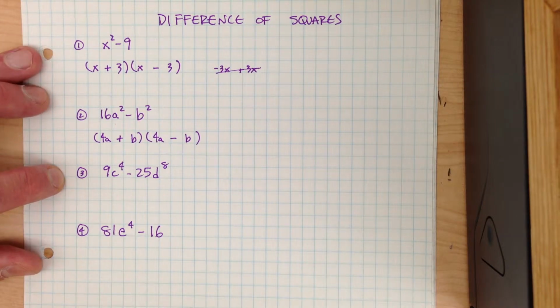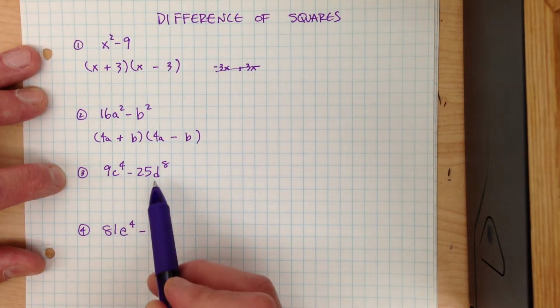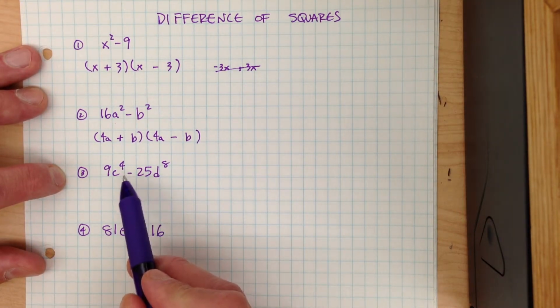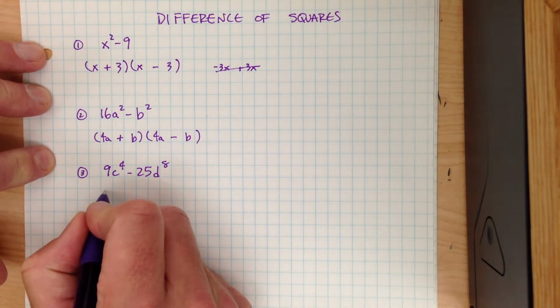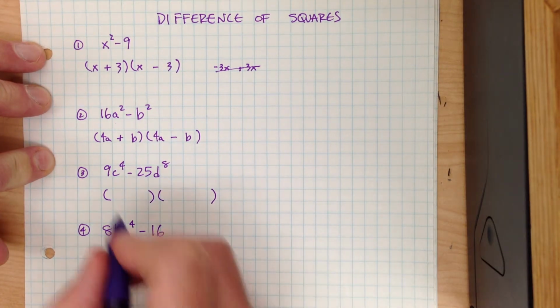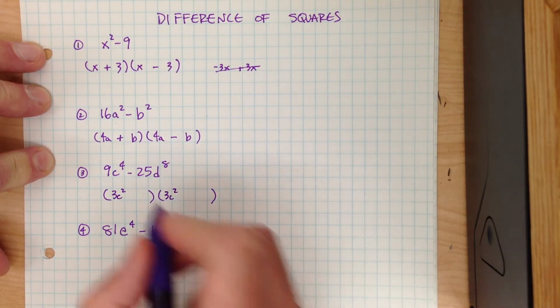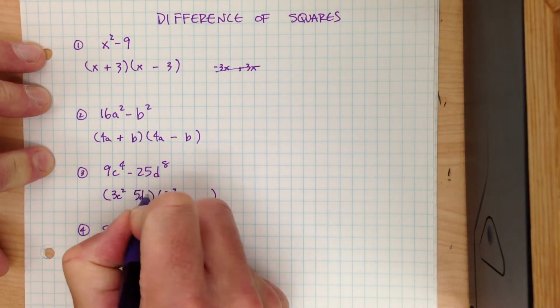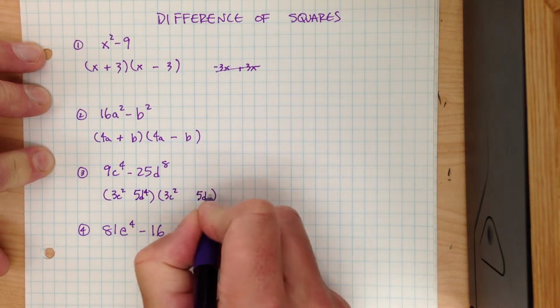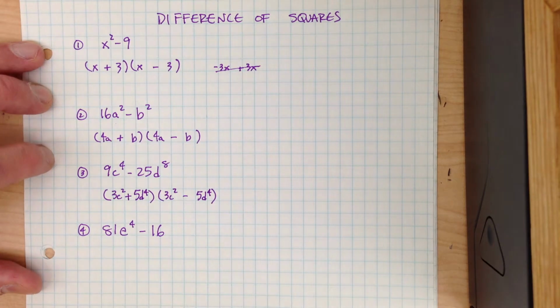Problem 3, 9c to the 4th minus 25d to the 8th. I have a perfect square here, I have a perfect square here, and they're held together with that magic subtraction sign, that difference. So I can set up my two sets of parentheses. I take the square root of the front, 3c squared. I take the square root of the back, 5d to the 4th. And then I fill in my signs. One is plus, the other is minus, and our factoring will check out.